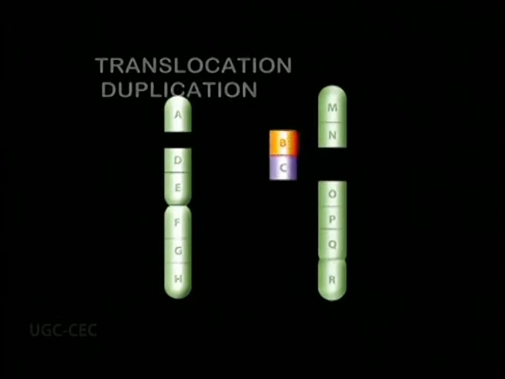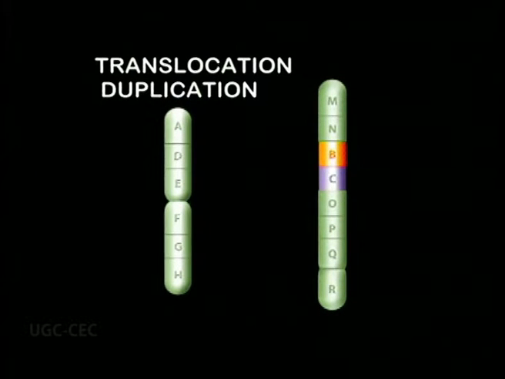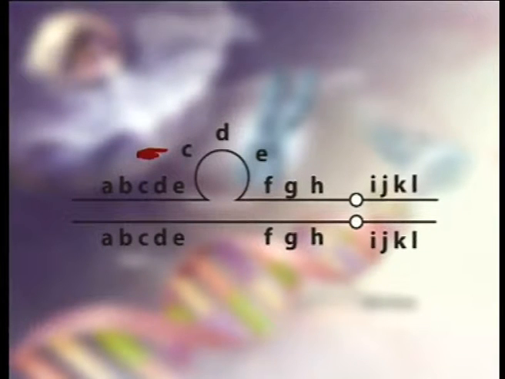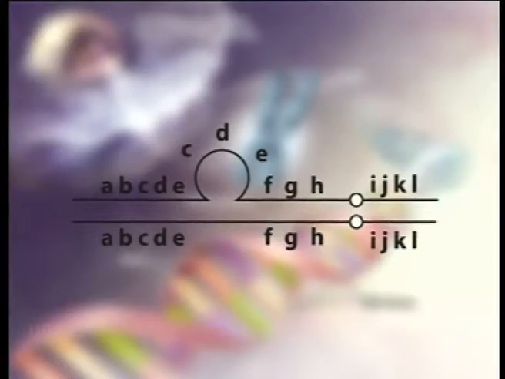When the duplicated segment is located in a non-homologous chromosome, it is called translocation duplication. A chromosome carrying a duplication or a deficiency shows a characteristic loop when it pairs at meiosis with the normal homologue. The loop represents the material that has no counterpart in the homologue.